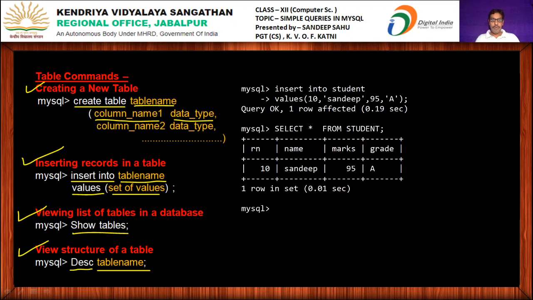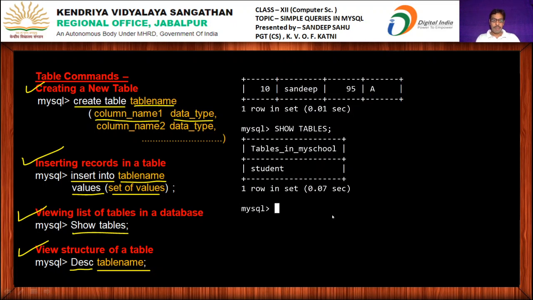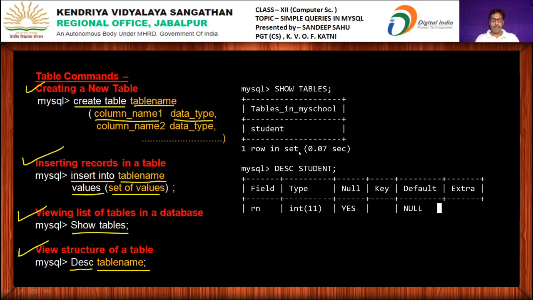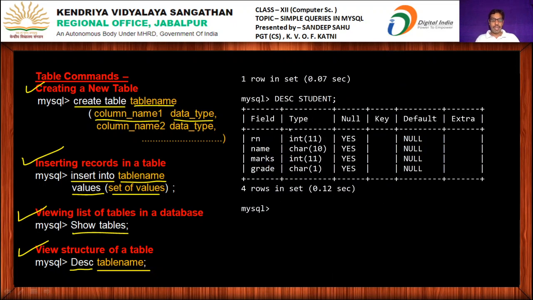Now if you want to see all the tables in that database, for that purpose, what command I told you, show tables. So you can see in our MySchool database there is only one table till now, that is student. If you want to see the structure of that table, then DESC, the name of the table, student. So this is the structure.